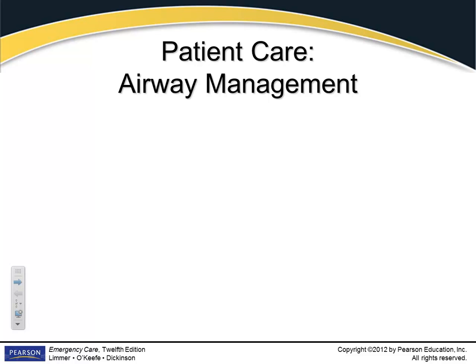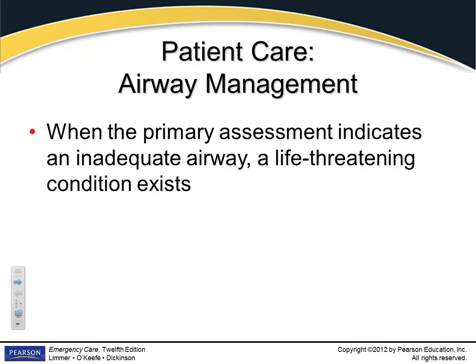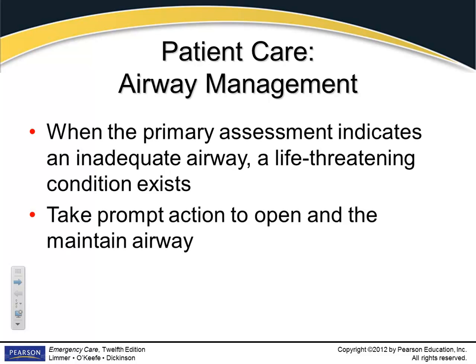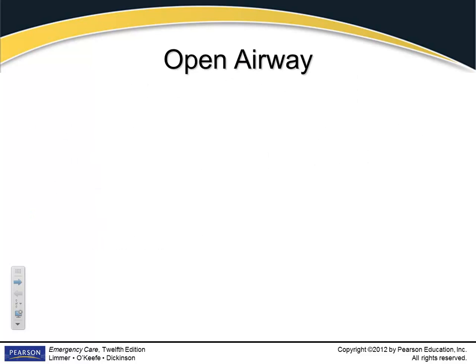Which one of these methods will we use for a trauma patient? The jaw thrust. When the primary assessment indicates an inadequate airway, a life-threatening condition exists. When we talk about airway, remember, that's just the route. If it's compromised in any way, the patient's not going to be able to breathe well. We're going to have to be very quick about managing that, and I just can't tell you how important that is. If you don't recognize that they're having an airway problem, they could die right there, and you're going to feel bad about it forever and ever.